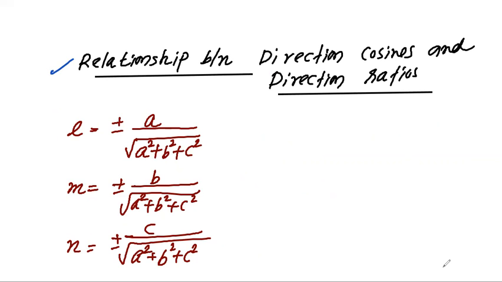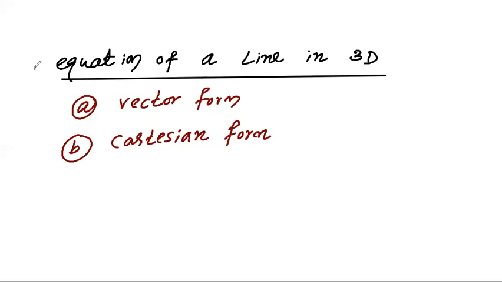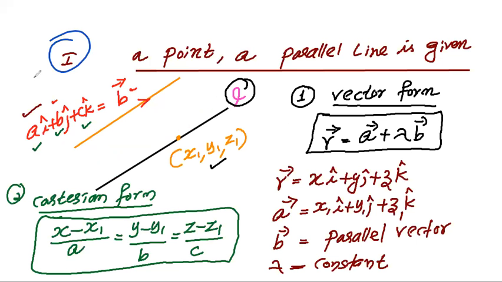You can learn it. After that, we are going to start the discussion of the equation of a line in 3D. In two formats, we can represent the equation of a straight line. The first one is vector form and the second one is Cartesian form. The first type we discuss here, it's very easy. In this topic, we are discussing how to find the equation of a line in 3D if you are given a point on that line and also a parallel vector or parallel line.